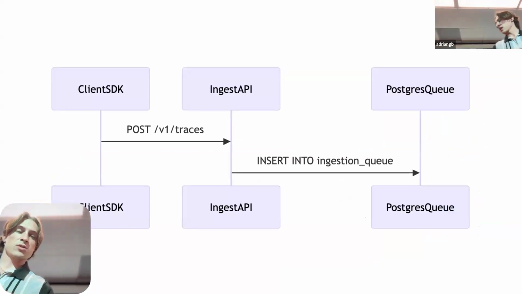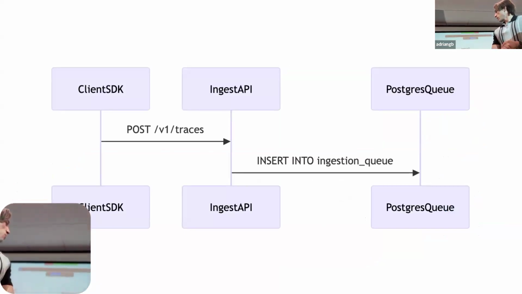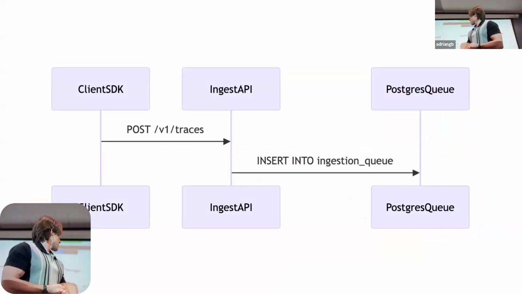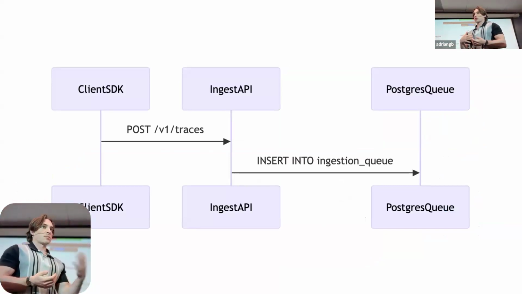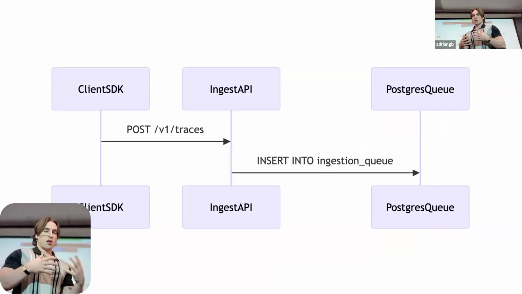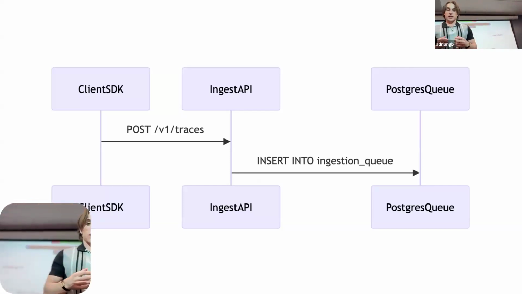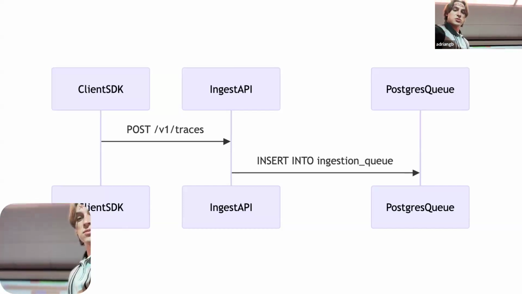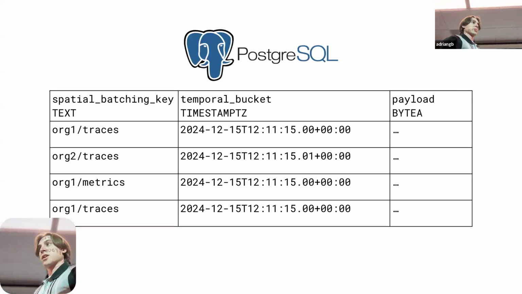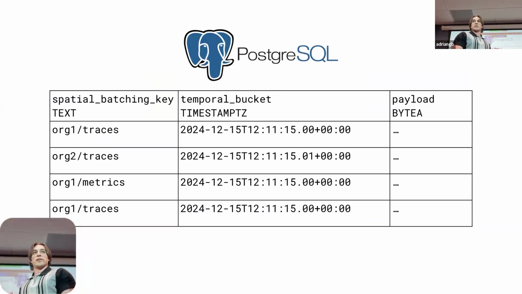So this is kind of what it looks like. We have a client SDK that sends us data. Then we have the API that does the auth and stuff. And ultimately we write that to a queue. And that queue for now is just a Postgres table, which has turned out to be a really great thing in the short term, at least, because it took us like 2 days to write this thing up.